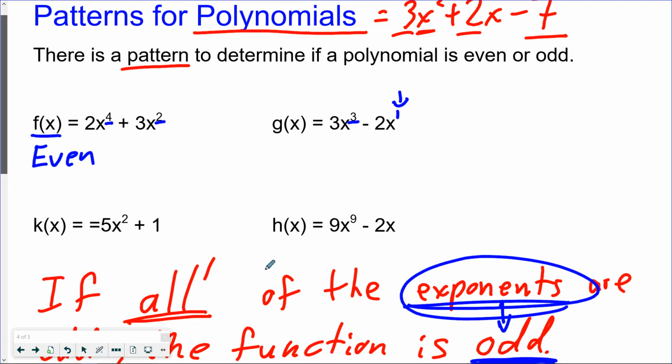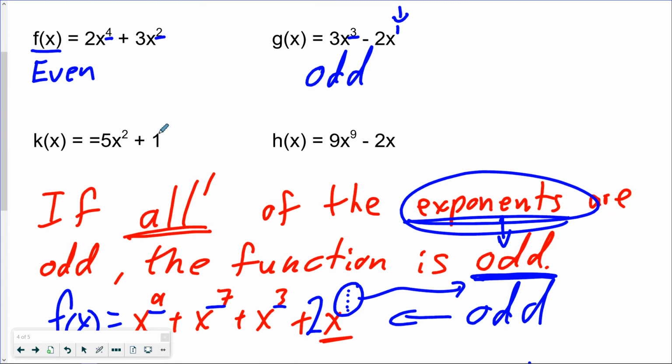Okay. If we look at k, 5, we don't care about coefficients. That's not important. The exponent here is even. And this number by itself doesn't have a variable with an exponent. So remember, it's our invisible x to the power of 0. And 0 is even. Okay.